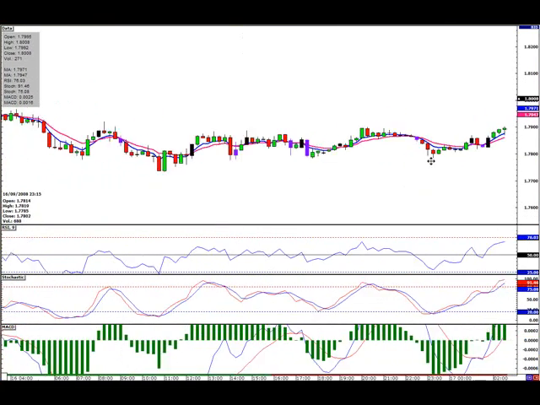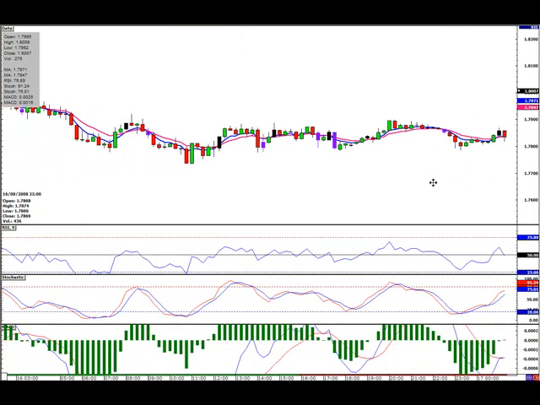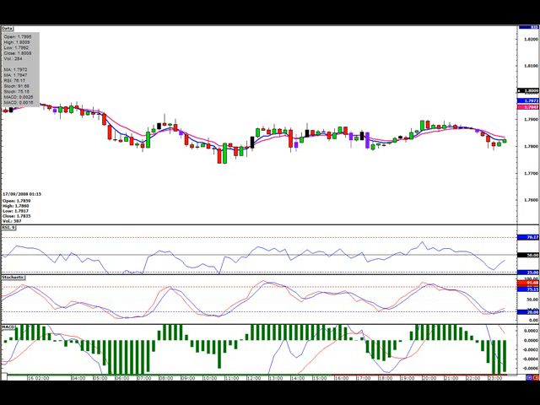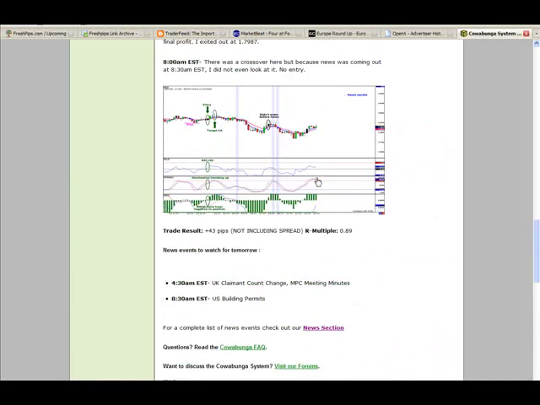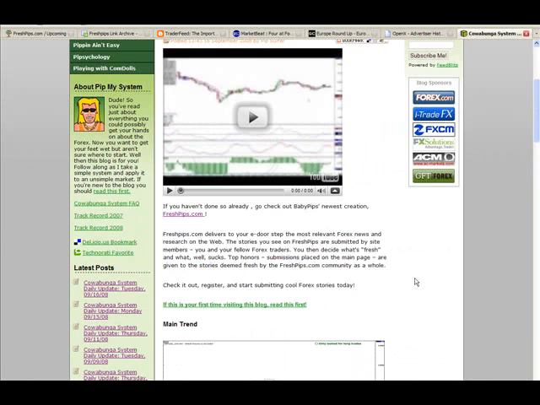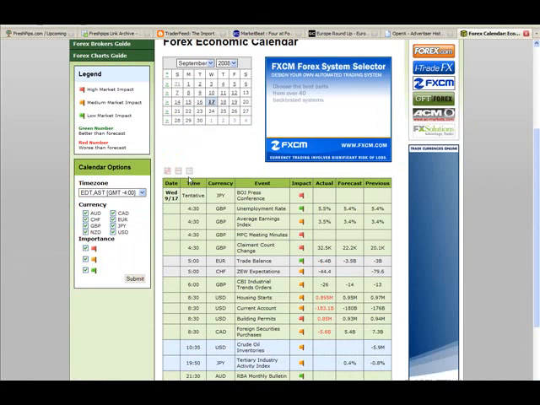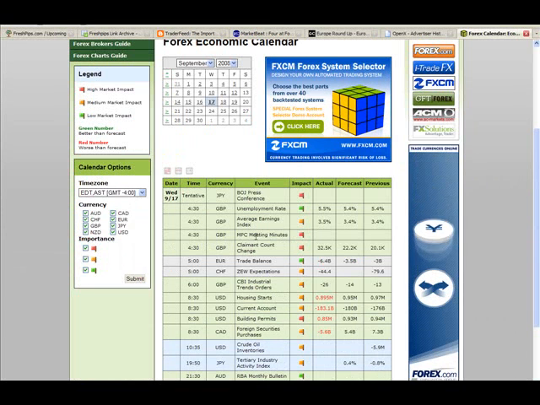Now we're just going to go to the 15-minute chart, and I'll move my chart just before midnight. Okay, and first thing we want to do is look at our news events for the day. So I'm going to go ahead here on Baby Pips. You can click on the tools button and it'll show you the news for the day. At 4:30 we have MPC meeting minutes, claim and account change.